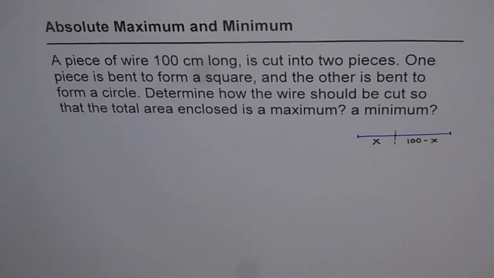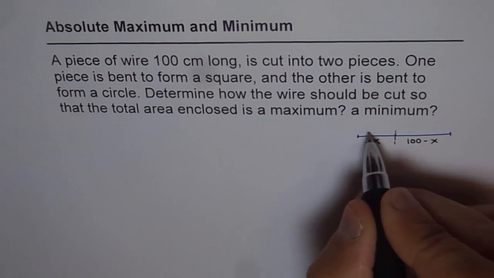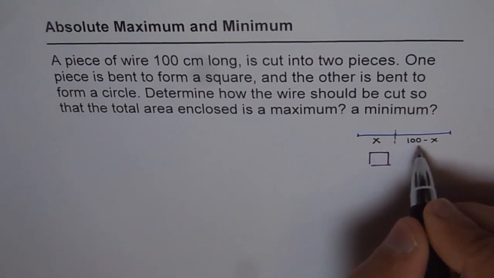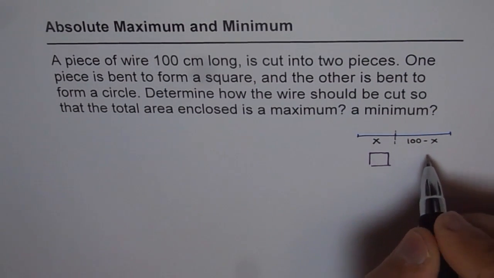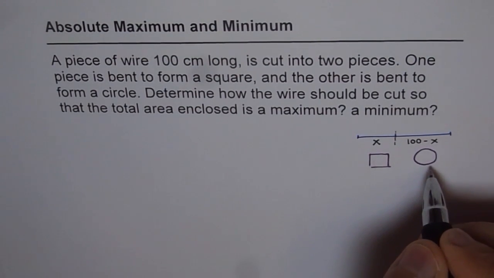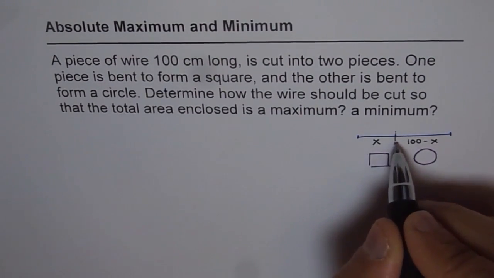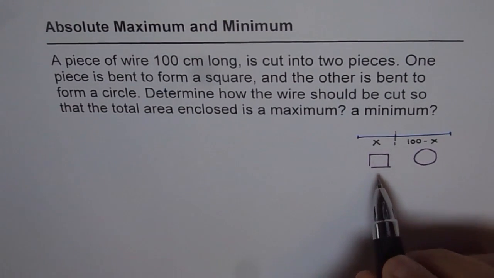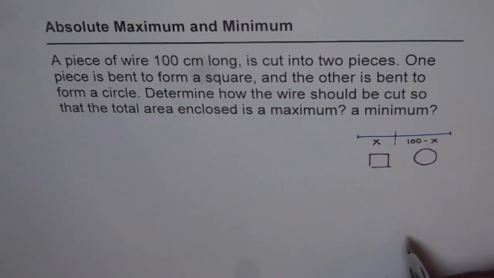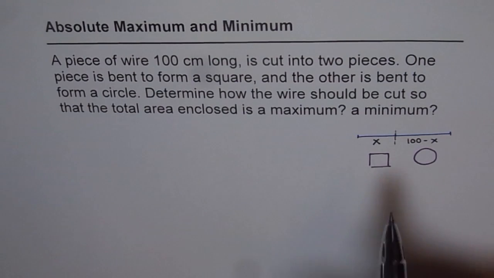And now let us assume that with this length of x we make a square, and with this length of 100 minus x we make a circle. Now the question is, what should be the value of x so that we either get maximum area of these two combined or minimum area? So that is the question, right?